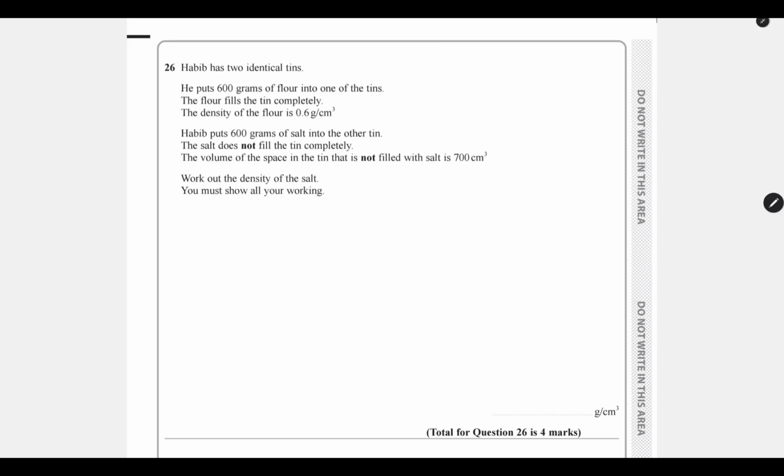Well, as we know that the flour fills the tin completely, we can work out the volume of the tin. So we know that density is equal to mass over volume, and therefore volume is equal to mass over density. And so the volume of the tin is equal to the mass, which is 600 grams, over the density of the flour, which is 0.6, and that's equal to 1,000 centimeters cubed. So that's the total of the tin. The 2 tins are identical, which means the second tin is also 1,000 centimeters cubed.